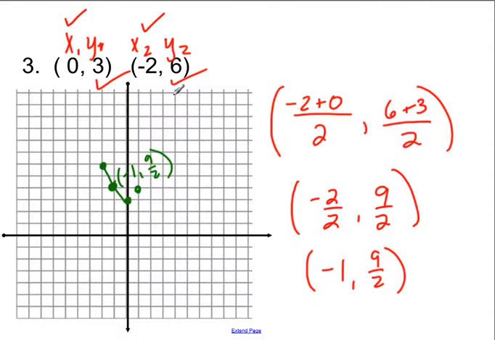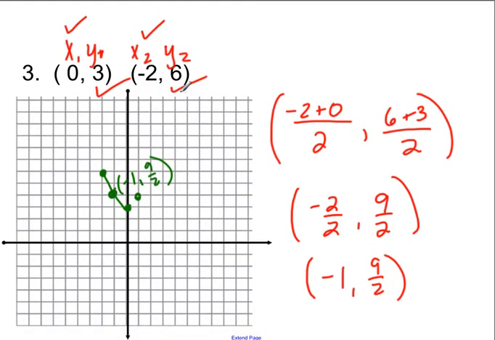So that is the distance and midpoint formula. Please watch this video, pause it when necessary, look back at the examples that I gave you.